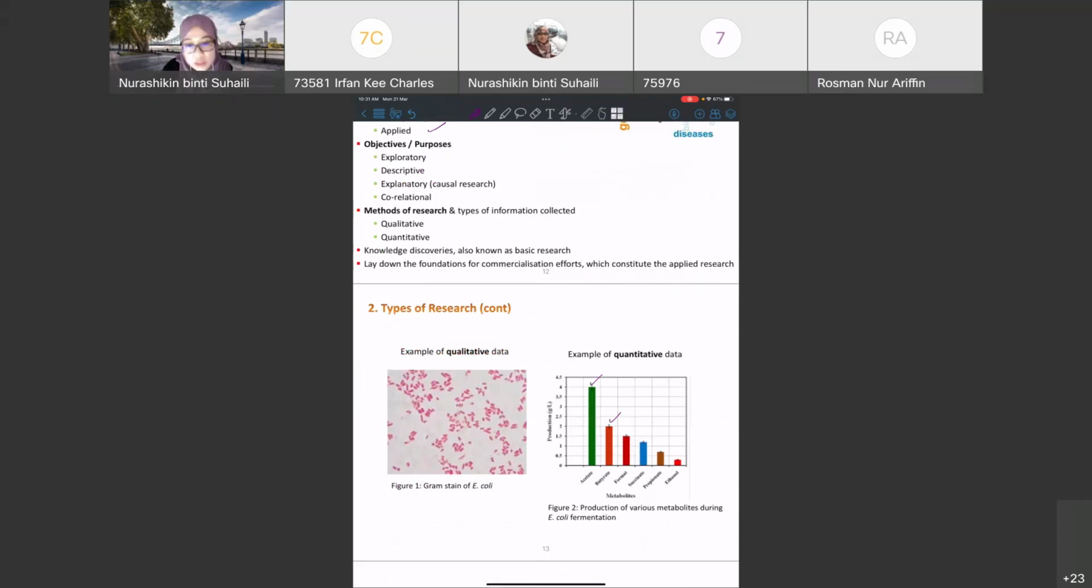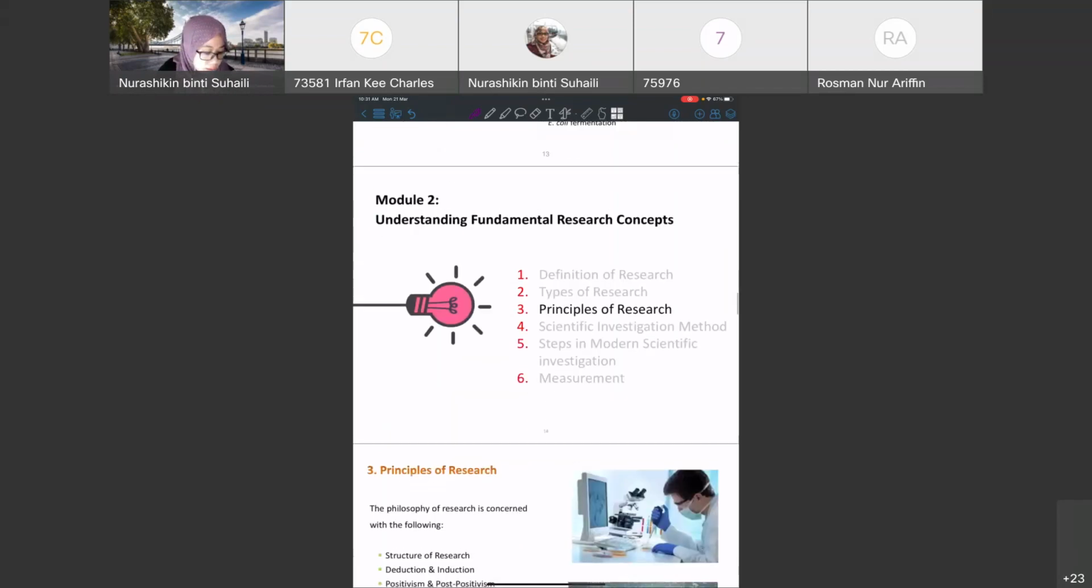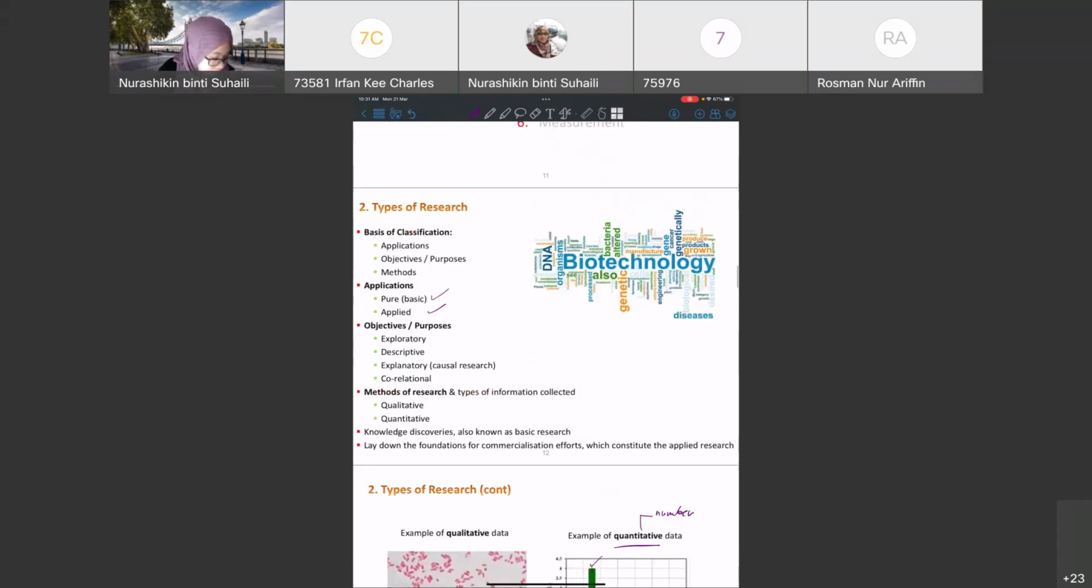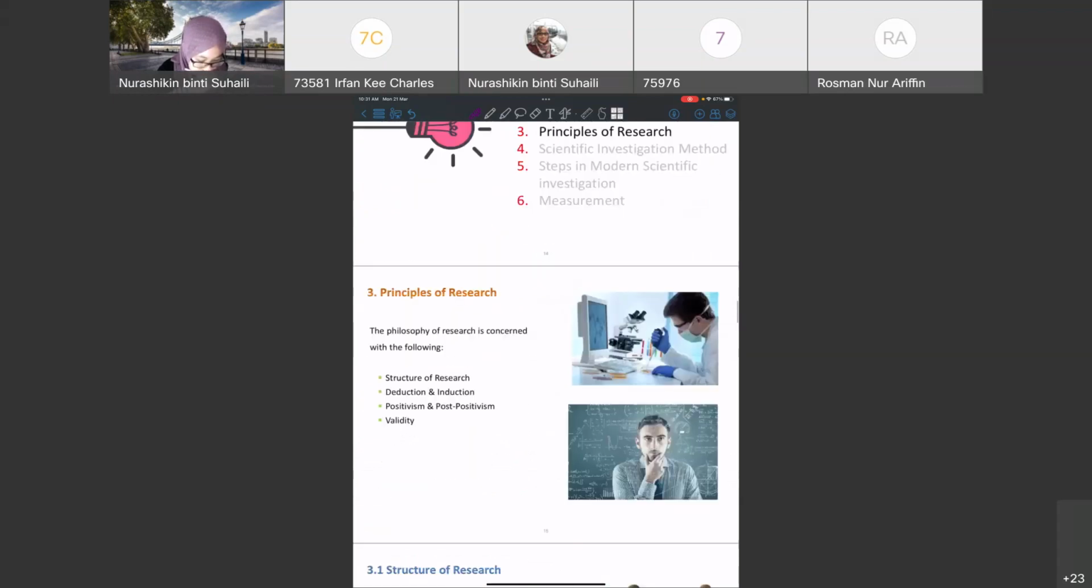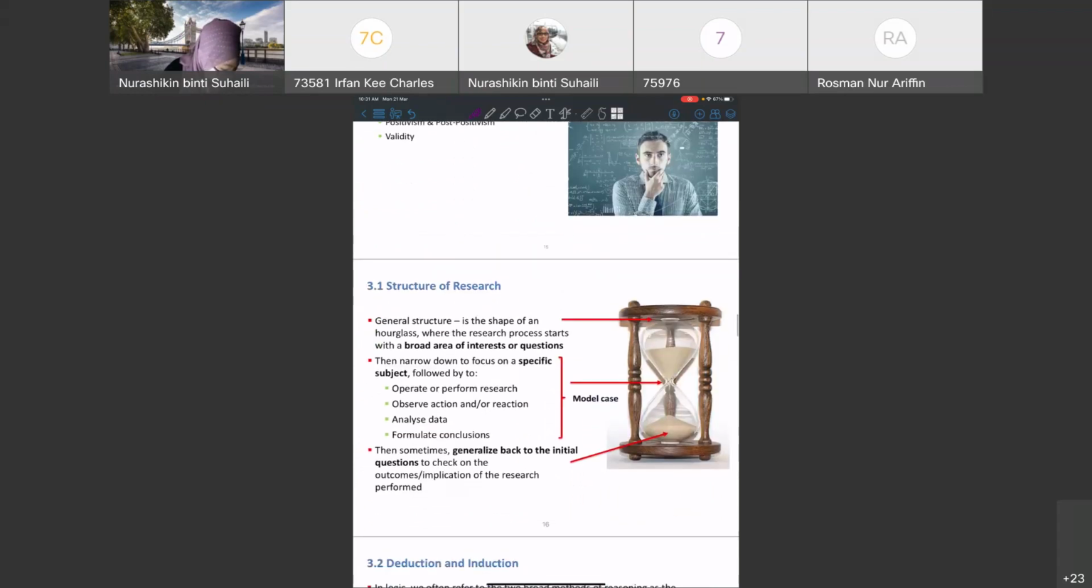Quantitative is something related to the number, the quantity. How much is the production of certain metabolites? So it must be with number. Yeah, I think this one is quite clear because you have studied statistics and that kind of types of research lah. Okay. Principle of research. Ni philosophy of research ni ada, this is a bit theoretical sebenarnya.